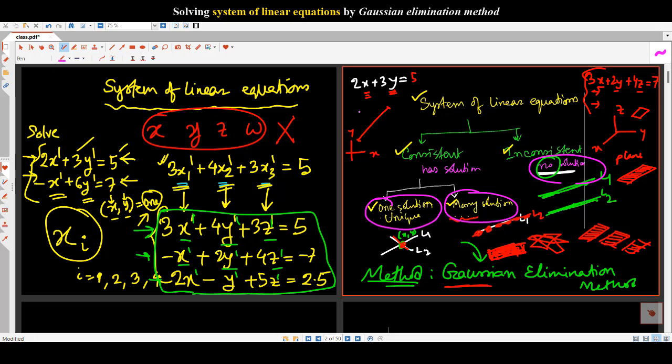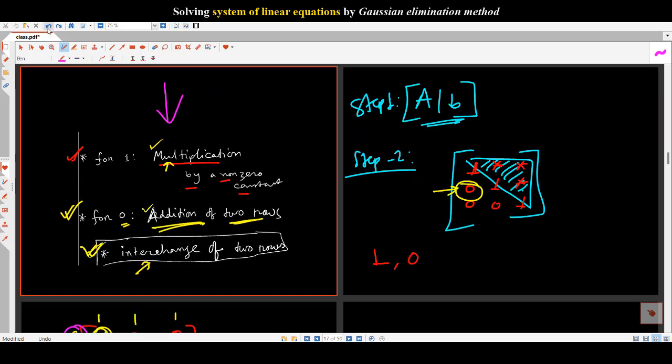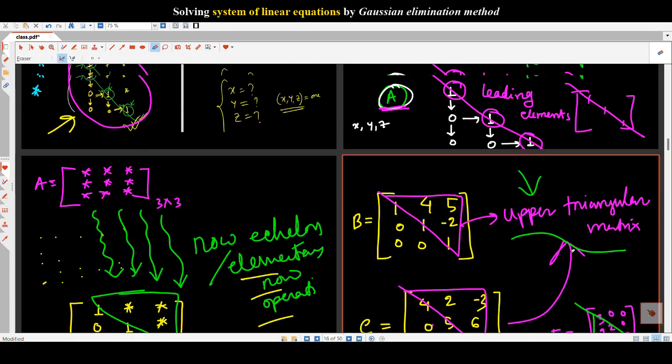For no solution, you will see that there will be some equations that is violating the law. Suppose you are getting ultimately 0 equals 5. So that is actually violating the law. 0 and 5 are not same. So this is the way how we will do.